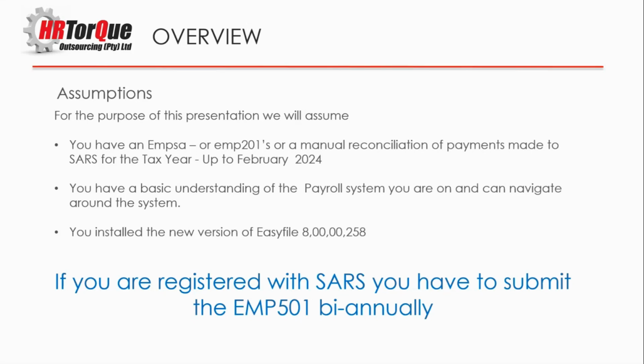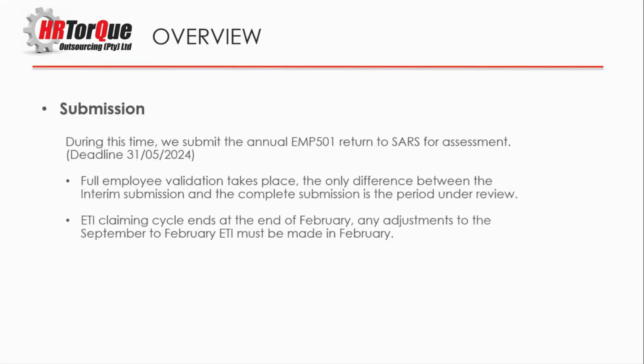And some of the things that we'll do today will help you to alleviate that stress and panic that comes in when you realize it's the 29th and you haven't done your submission yet. And again, here we've spoken about our deadlines already. The full employee validation takes place on all submissions, and the ETS claiming cycle is only up until the end of February. So it's from your September period to February.